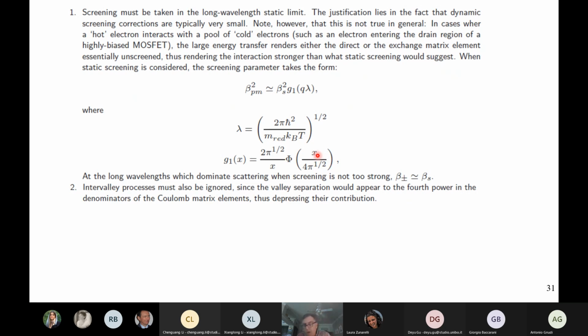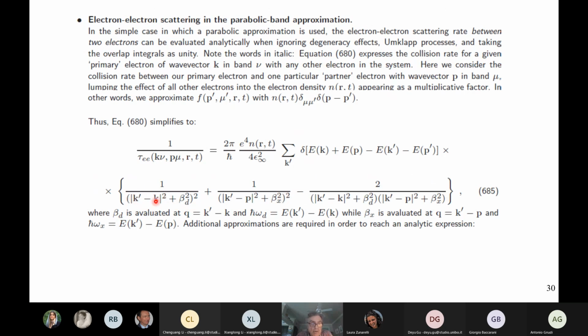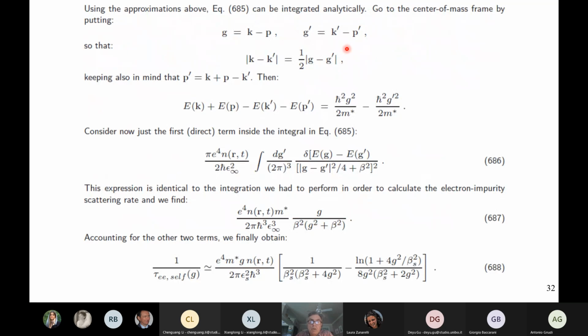These are details that, of course, I will not ask during the exams. These are really tricky details. Typically, one ignores intervalley processes because of the dependence on the difference between initial and final wave vectors. In an intervalley process, these terms will be big. So you can go to the center of mass frame. You define a center of mass initial wave vector and final wave vector. You do a little bit of algebra. Energy conservation can be written in simple ways by looking at the relative initial and final wave vectors. Rather amazing that one can deal with this simplification.